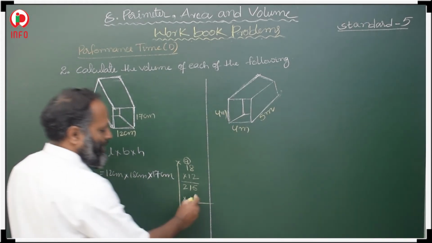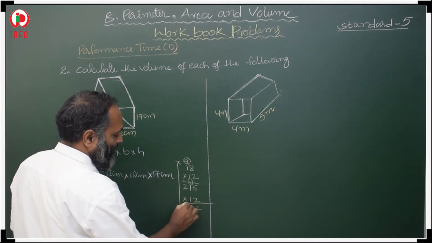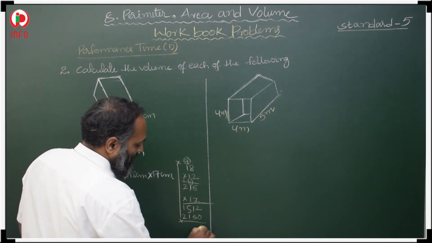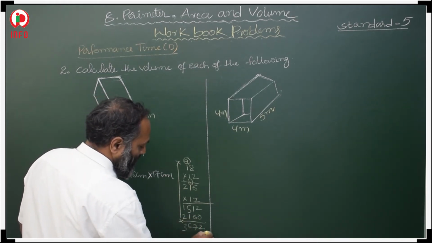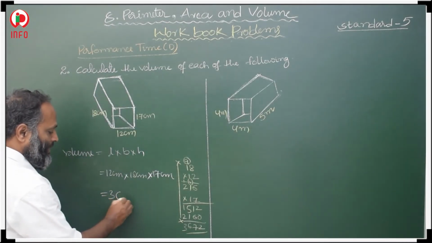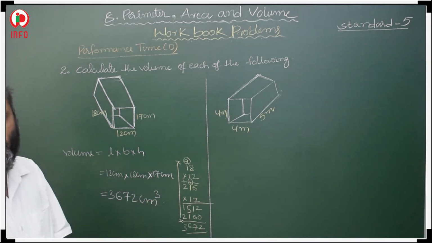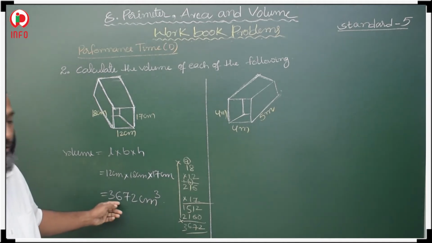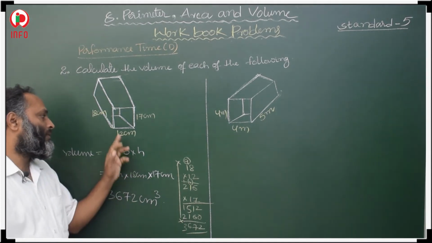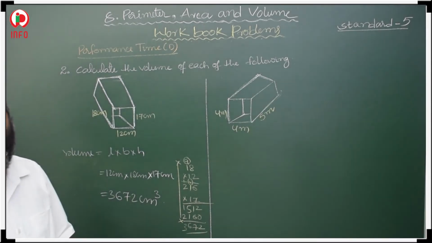Now, this 216 we have to multiply with 17. 7 6s are 42, 4, 7 ones are 7, 11, and 1 6 is 6, 1 2 is 2, 2 7, 6 3. So the answer is 3672 centimeter cube, cubic units. So, this is the volume. We just multiply length into breadth into height.